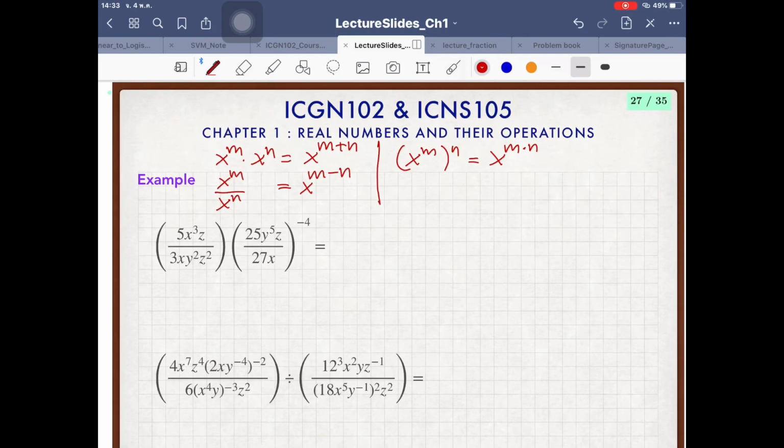Or if you have the term x, y inside, and then you put the power of n outside, here you just give the power of n to everything inside parentheses. It is similar to the case when you have x over y, and then you take the power n outside. So here, let's do the first problem right here. I can give you one more rule.